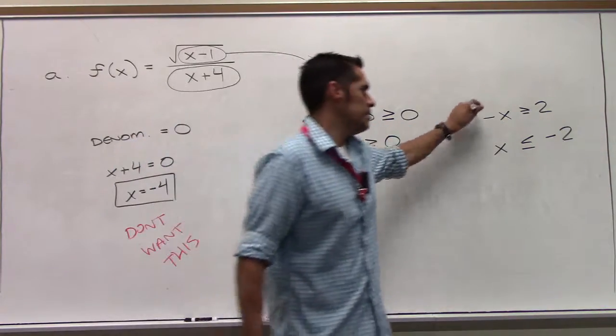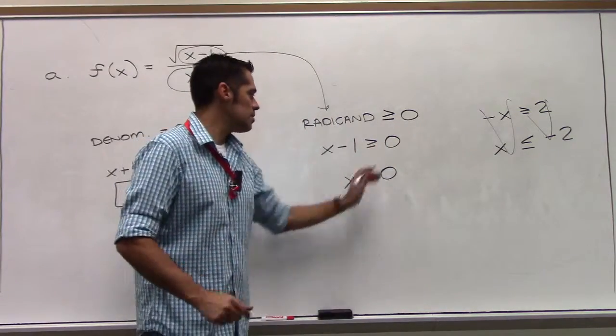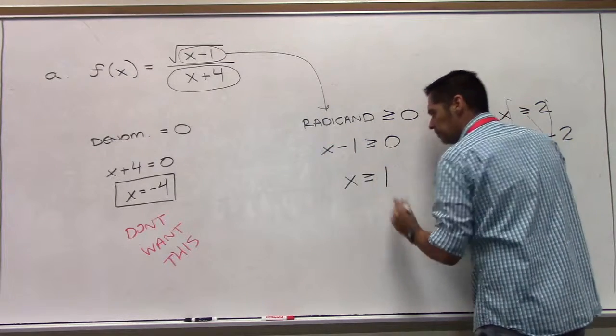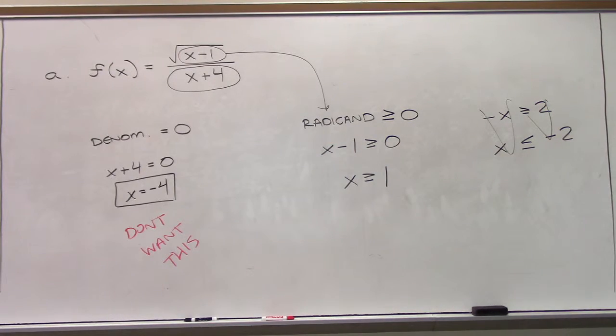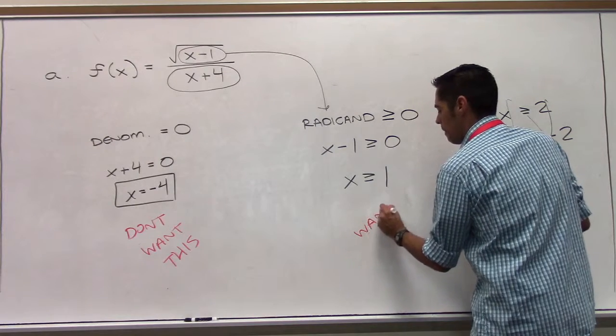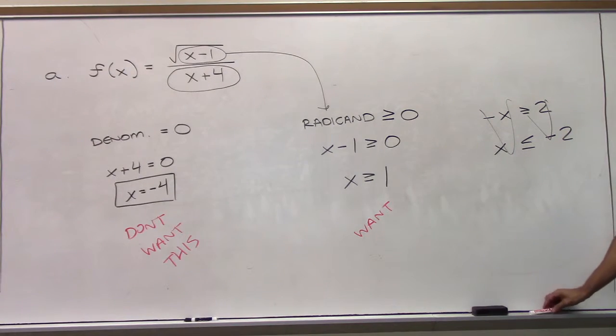But that's not the case here, because all we had to do was add, not multiply, add 1 to both sides. Why did I put 0? Add 1 to both sides, and we get this. And this we want, right? We want x to be bigger than or equal to 1.